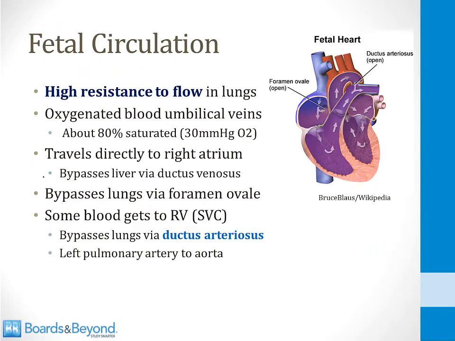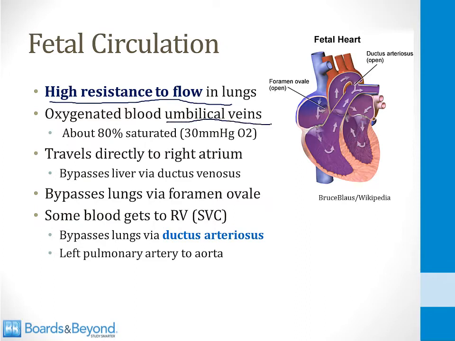I'll finish this video by talking about the fetal circulation and how that circulation changes at the time of birth. The key to understanding the fetal circulation is to remember that physiologically there is very high resistance to flow in the lungs. The lungs are filled with amniotic fluid and it's very difficult for blood to flow through them in the womb. This is okay for the baby, however, because oxygen is coming from the mother by way of the placenta. The umbilical veins contain oxygenated blood.